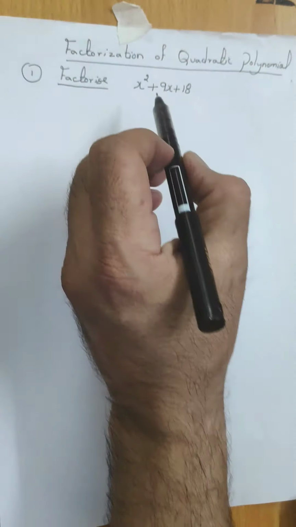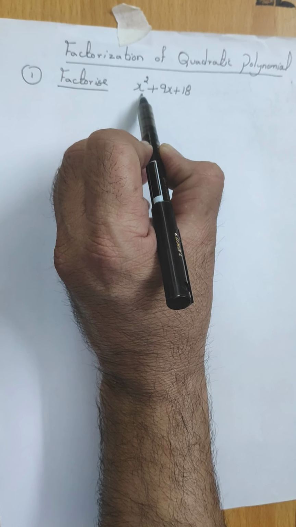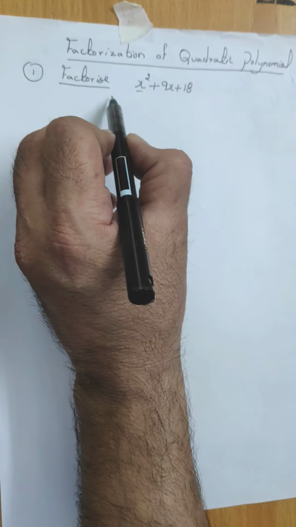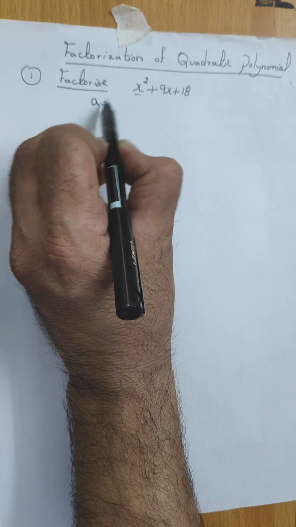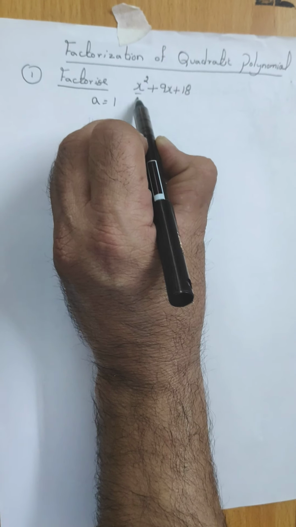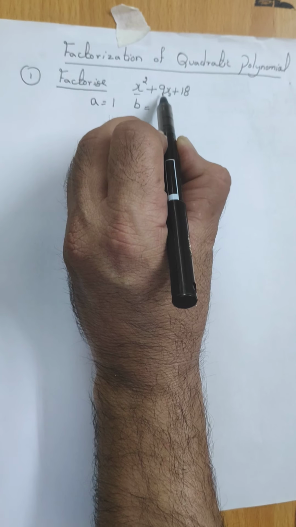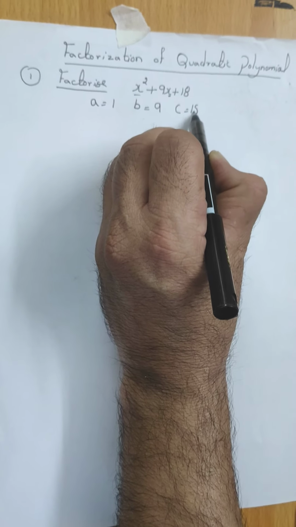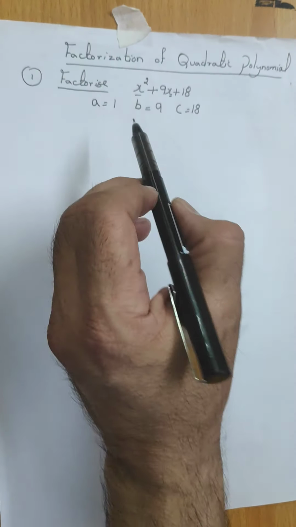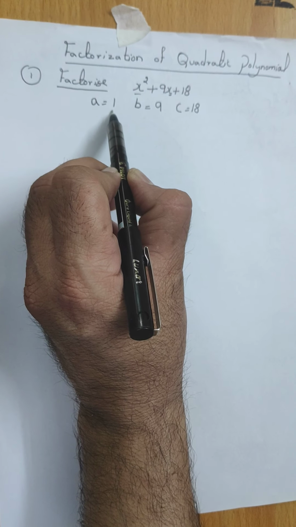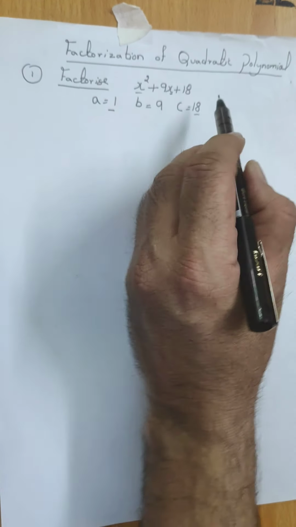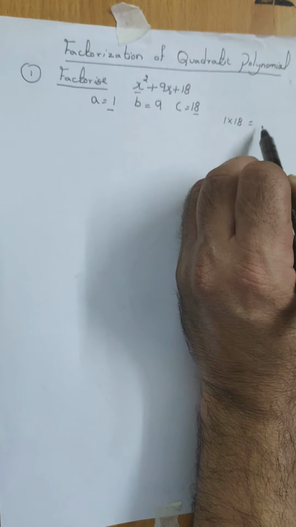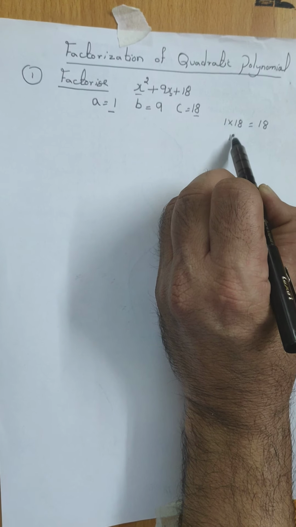First I'll see what is the coefficient of x square in this quadratic polynomial. Nothing is written here, that means it's 1. So I'll take the coefficient of x square, a, as equal to 1. Then the coefficient of x is 9, and the constant which is free from the variable is 18. Clear? Now I will multiply the coefficient of x square with the constant. See, 1 into 18, I'll get 18.